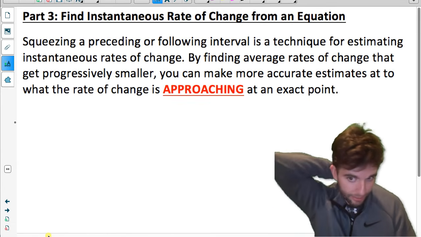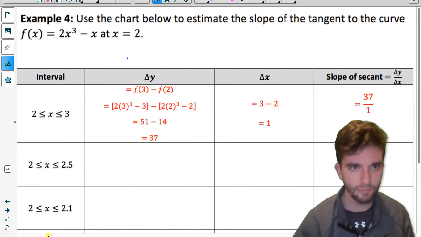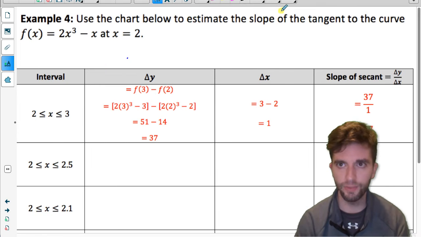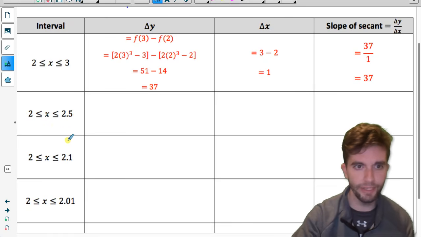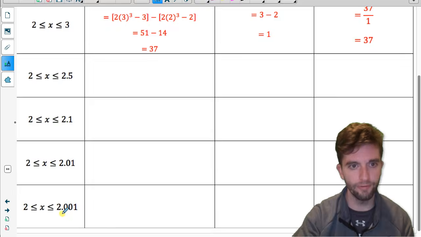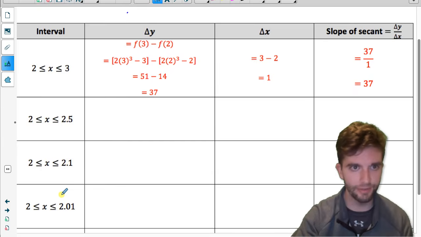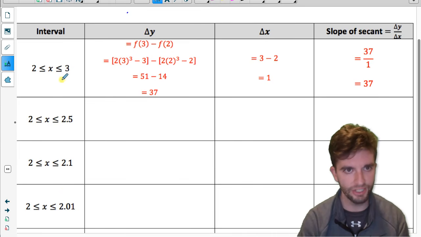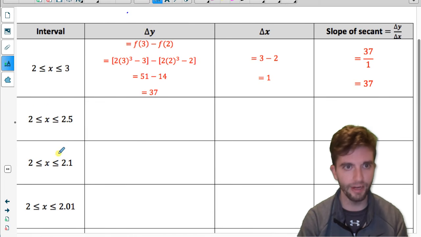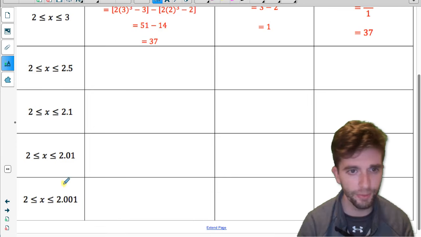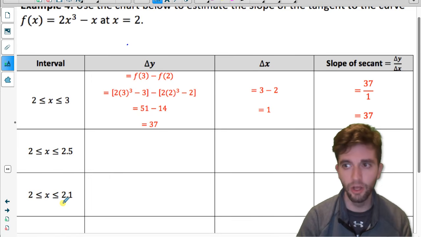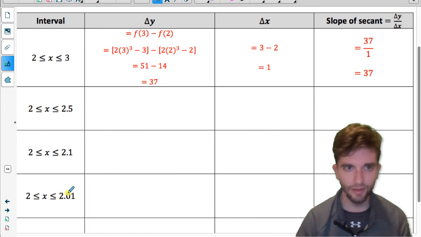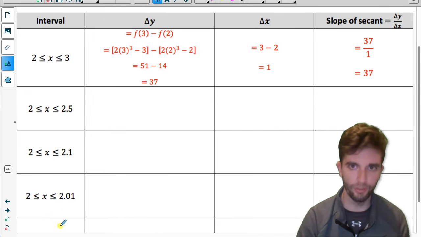So let's actually do this algebraically, and we're going to do it in a nice table. Use the chart below to estimate the slope of the tangent to the curve f, 2x cubed minus x, at x equals 2. I have picked 5 intervals for you to do, and notice each of the intervals gets smaller and smaller. This interval has a change in x of 1, this has a change in x of 0.5, then 0.1, then 0.01, then 0.001. So the intervals are getting smaller and smaller, and the slopes of the secants will be better approximations of the slope of the tangent. But what we're going to do is analyze the pattern and what those secant slopes are approaching.